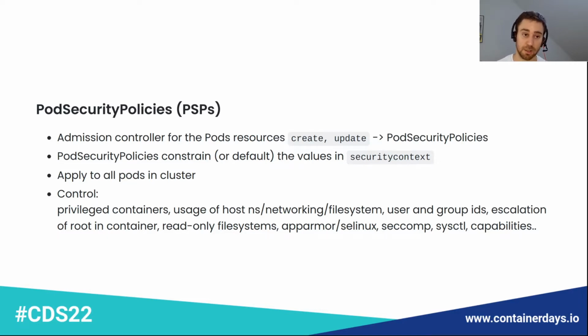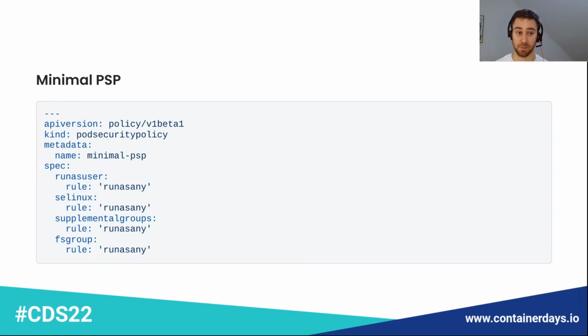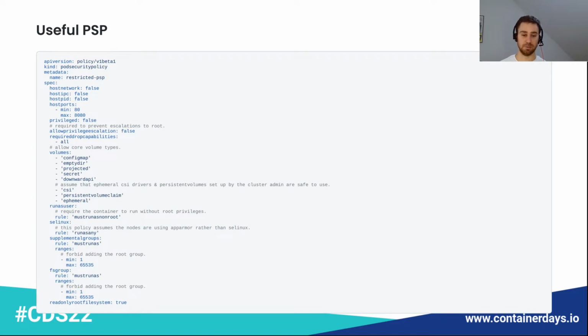How do they look like? They look like this. This is a minimal PSP. It's completely permissive. It allows everything. You can see that it's kind PodSecurityPolicy, and that's it. And then it has a spec. This is not very useful. A useful one would be this, for example.